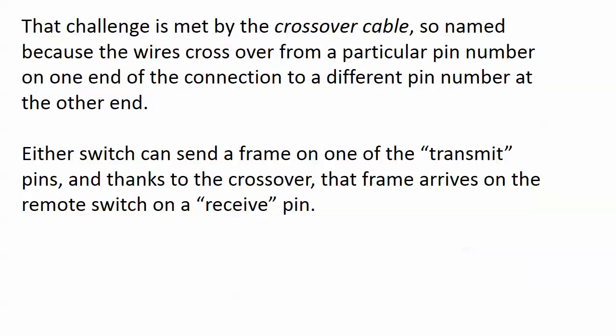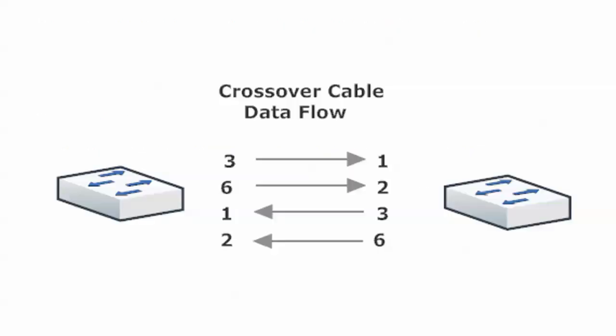So what we need here is a crossover cable. We get that name because the wires cross over from a particular pin number on one end of the connection to a different pin number at the other end. I'll show you the numbers in just a moment. But what this allows is that either switch can send a frame on one of its transmit pins, and thanks to the crossover, it arrives on the remote switch on a receive pin. That's exactly what we want, and this is how that works.